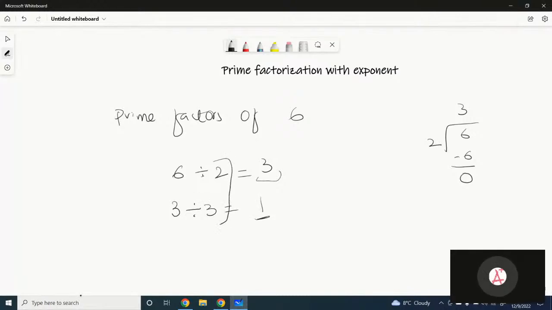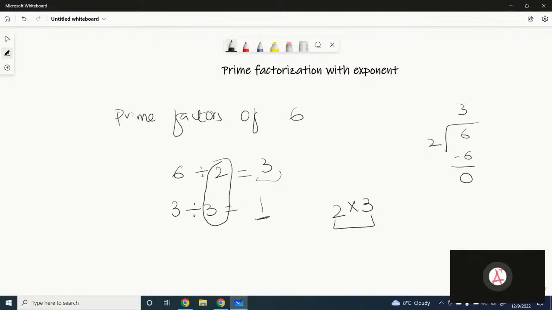So you divided 6 until 1 in two steps, and the numbers you divided by are 2 and 3. Got it? So that means both of them are prime numbers. You can see 2 and 3, both of them are prime numbers. So that means the prime factors of 6 are 2 times 3.